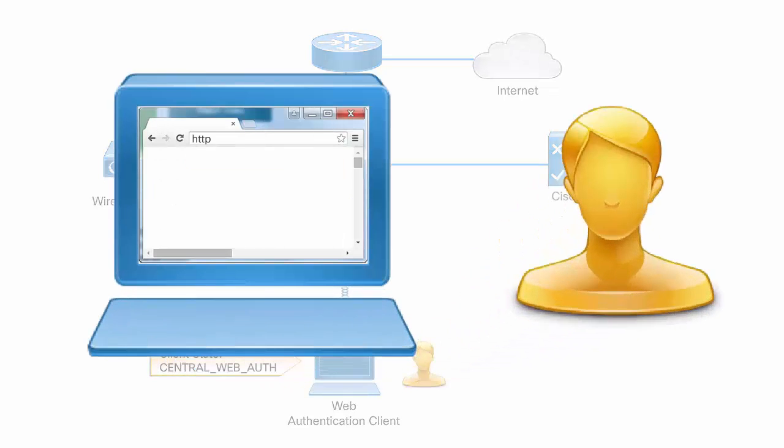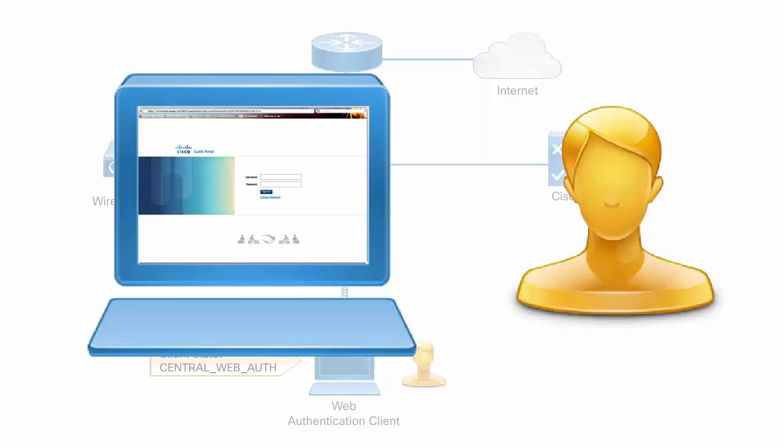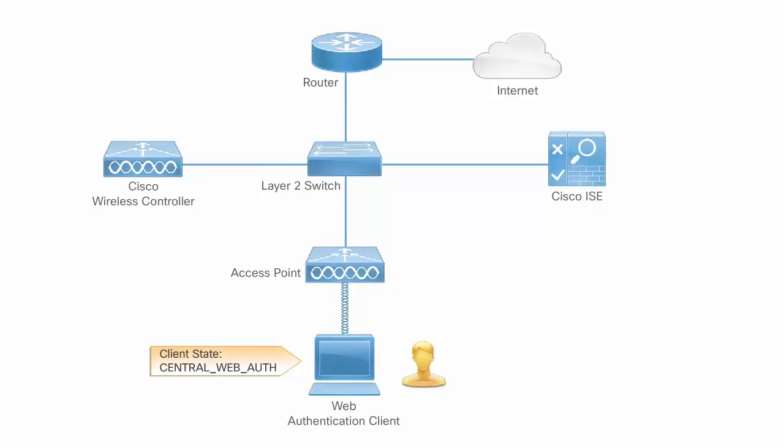When the user tries to browse the internet, Cisco WLC redirects the client to the guest portal URL on Cisco ISE. In the Central Web Authentication window that is displayed, the user enters the username and password. Cisco ISE authenticates the user and sends the Change of Authorization or COA message to Cisco WLC to indicate that the user is valid. Cisco WLC de-authenticates the client and the client rejoins the network.